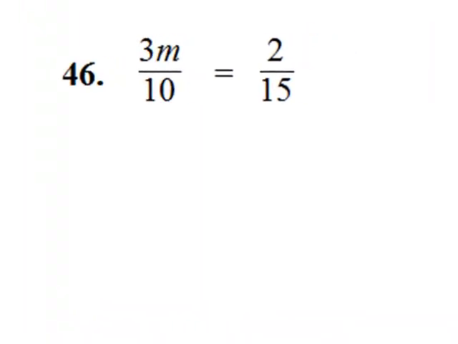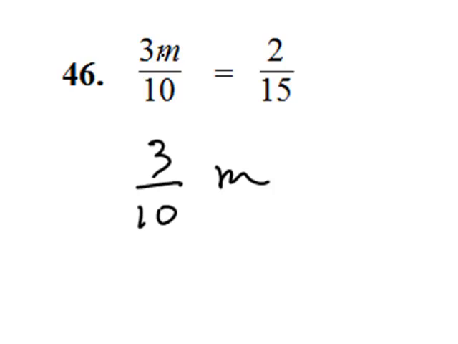Number 46, 3m over 10 equals 2/15. There are a variety of ways to actually solve this equation, but around m we have to get rid of the 3 and the 10. One technique is to write the variable m away from the fraction 3/10.